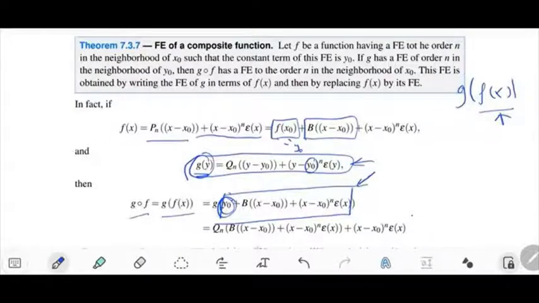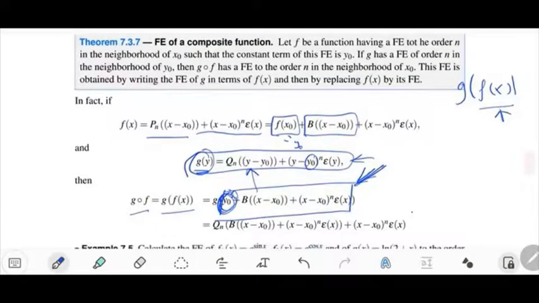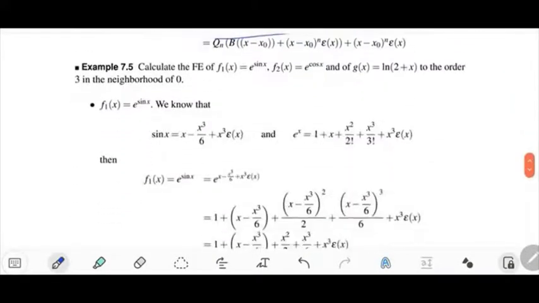And here you have g of this package, but this package, when x tends to x0, it goes also to y0. Since it's the case, then you can replace y in here by this package. Let's do an example to understand what's happening.